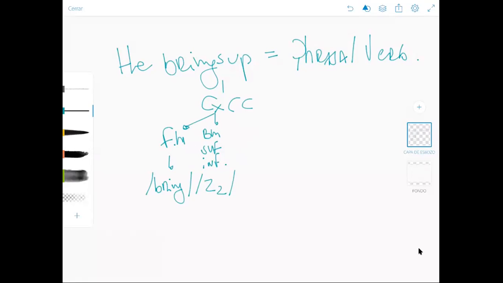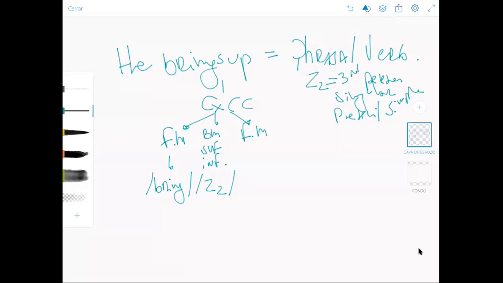¿Qué significa Z2? Third person, singular, in present simple. Okay, and then we will have the adverbial particle up. Okay, so be careful with phrasal verbs. When they are conjugated, we will use that word, conjugated, right? So be careful with them.